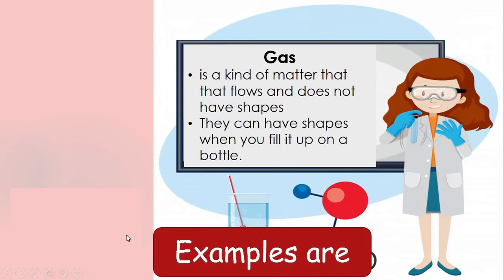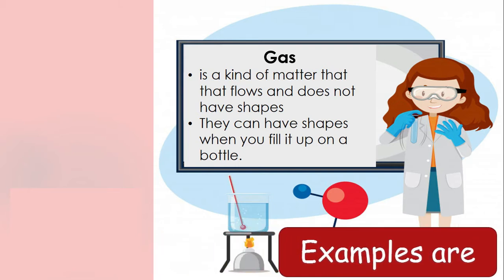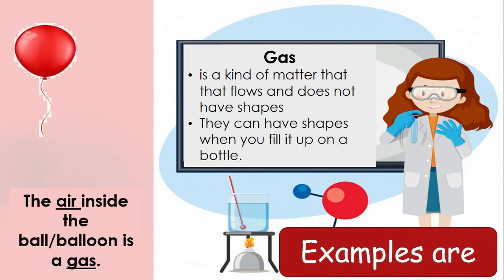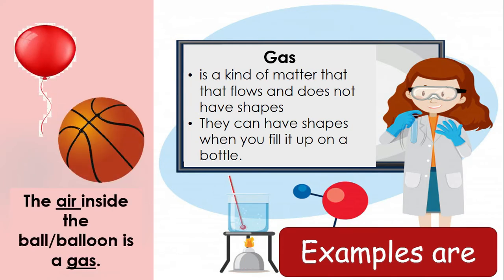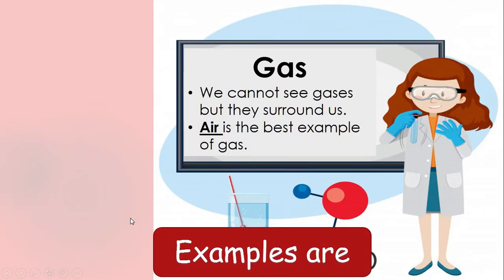And the last one is gas. Gas is a kind of matter that flows and does not have its own shape. It can take a shape when you fill it up in a bottle, just like the liquid. The examples are balloon and ball. Take note, KG3: the air inside the ball and balloon is a gas. The air inside it is the gas, not the balloon itself or the ball itself, but the air inside of those things.